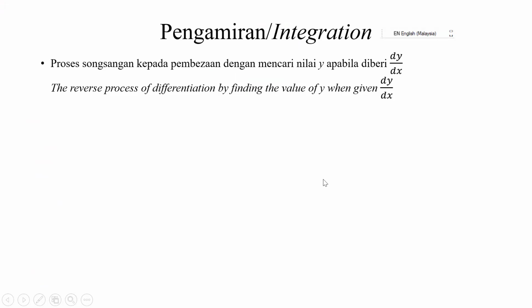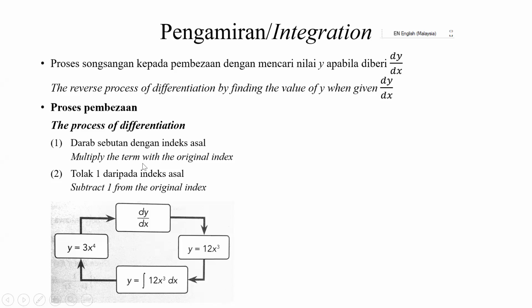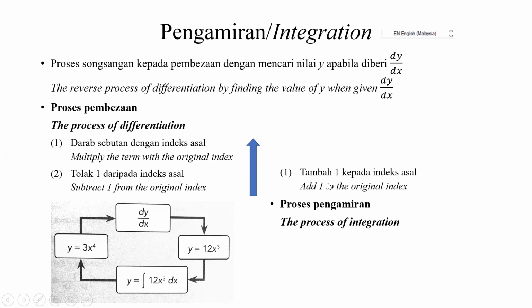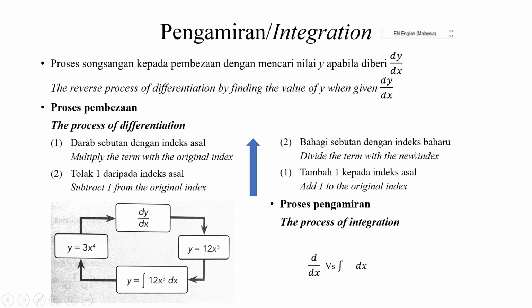And do you still remember what is differentiation? It is multiply the term with the original index and then you subtract 1 from the original index, right? So you bring down the power to the front to multiply and then you minus 1 from the original power. Therefore, the integration will be the other way around. Instead of subtract 1, you plus 1 first. Copy everything, plus 1 to the original index, and then divide the whole term with the new index. Okay?